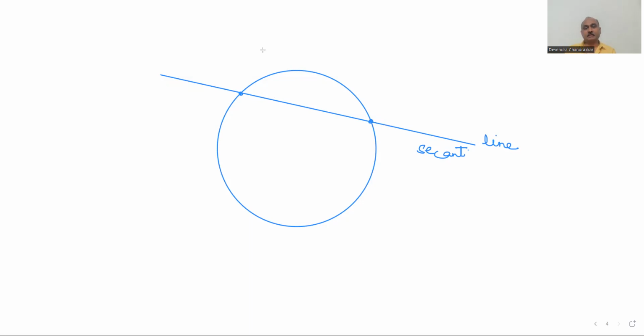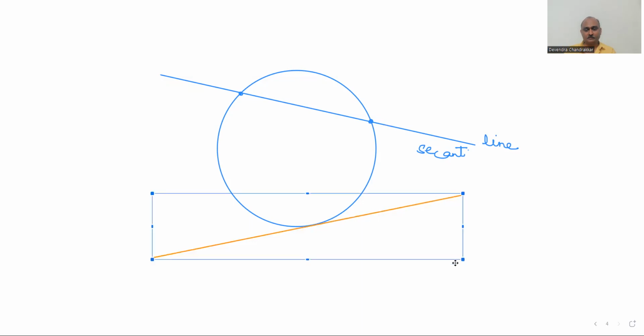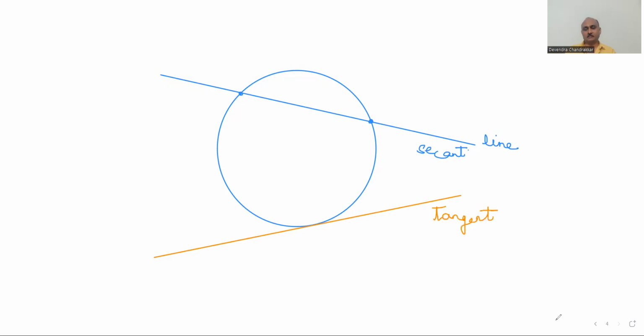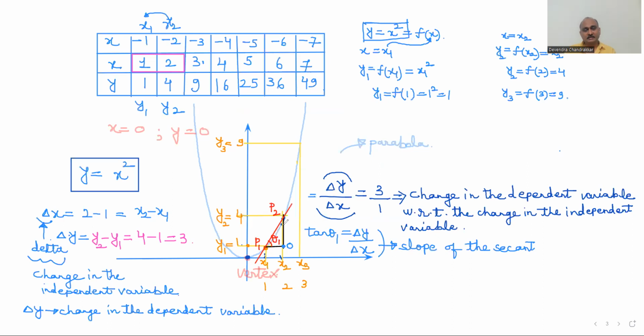And what is a tangent? Suppose the line touches this curve only at 1 point. This is called a tangent. I hope all of you understood what is secant, what is tangent, right? Yes, here, this red colored line is a secant to this curve. Yes or no? This is a secant, right?